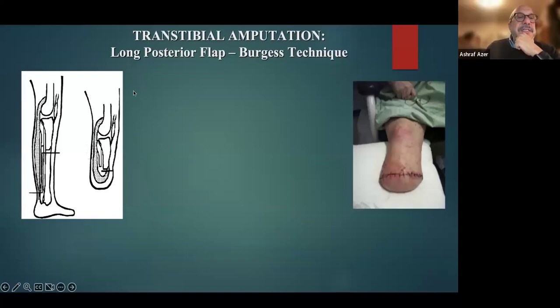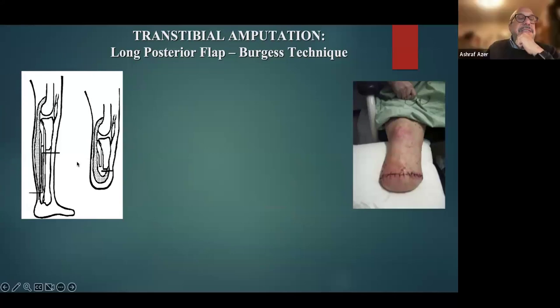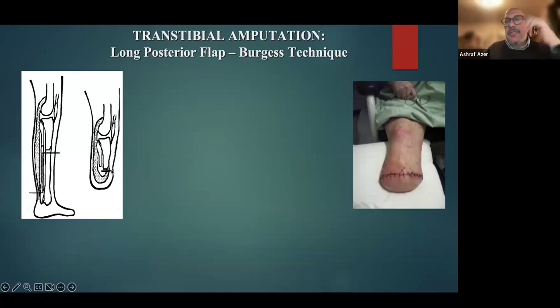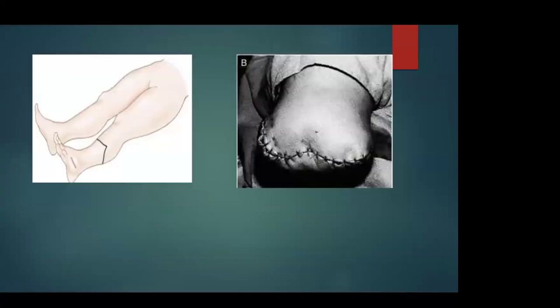What is this type of amputation? What level? Transtibial. So what is this type of incision now? Transtibial with posterior flap. It's a long posterior flap. Is that okay? Because there is a skew posterior flap as well. So it's a long posterior flap. How would we know this? From the shape of the stump.